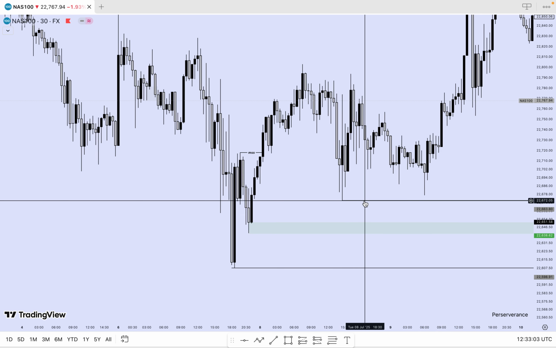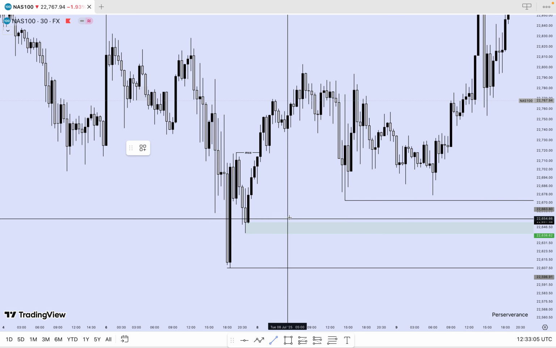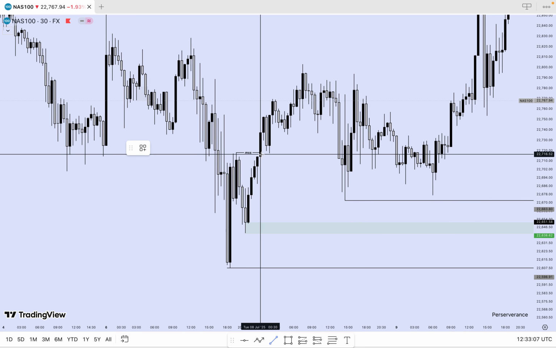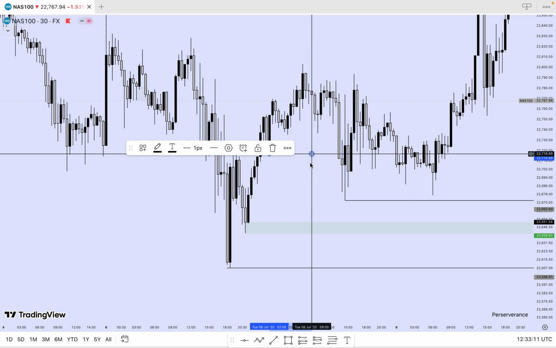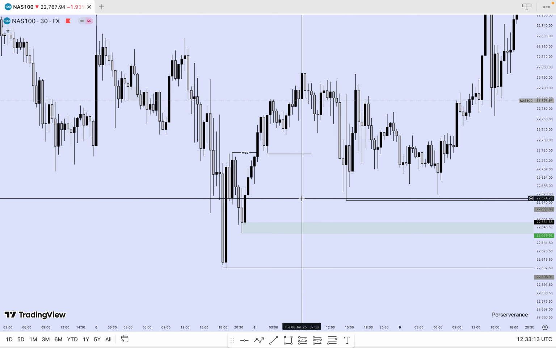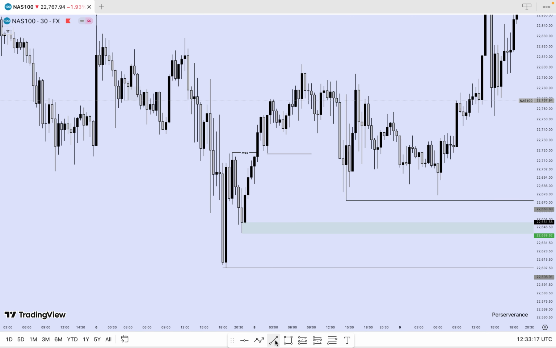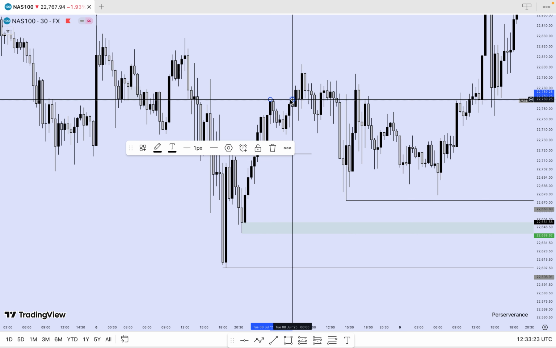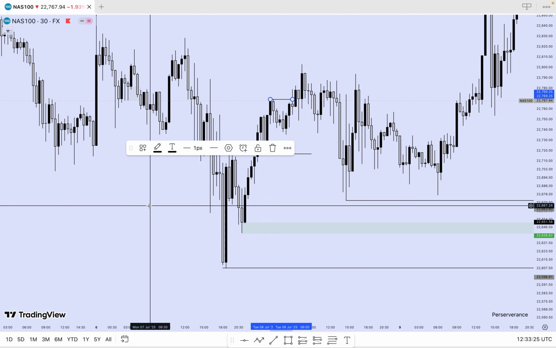Because this is not the first pullback. Now this is the first pullback of the market. After this market structure shift, this one here is the first pullback, right? First pullback. And then in order for it to be valid, I said price needs to create another break of structure or cover 50% of the first point. So this is your break of structure.